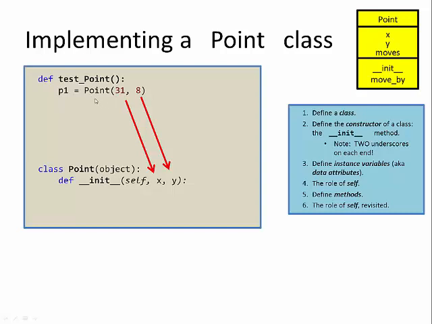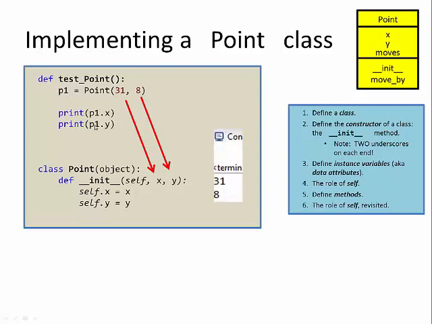So when this point is constructed, now we've got x here and y here, and we can store them in self.x and self.y. So self.x, meaning this point's x, will be 31. And self.y, meaning this point's y, will be 8. In this example, it's P1's x and y. So in this example, self is P1. I'll say more about self shortly, but let's plow forward.